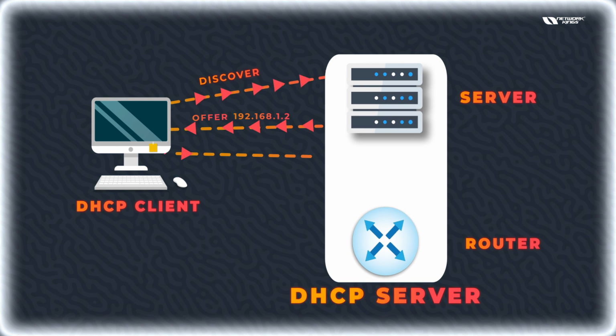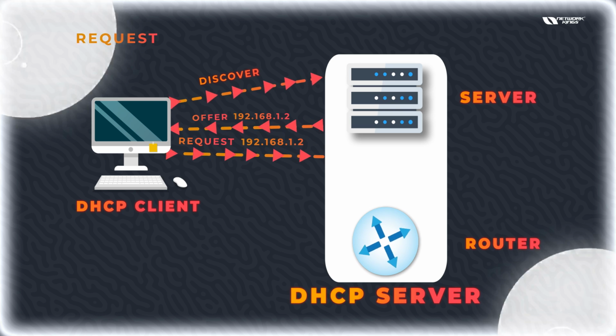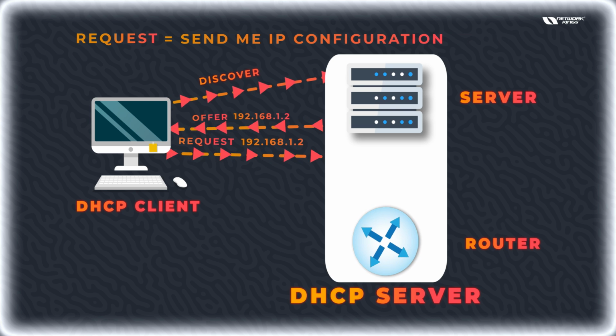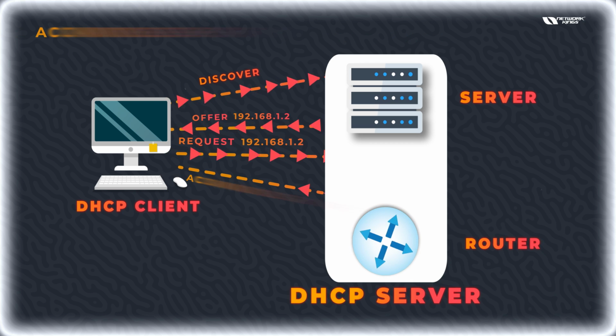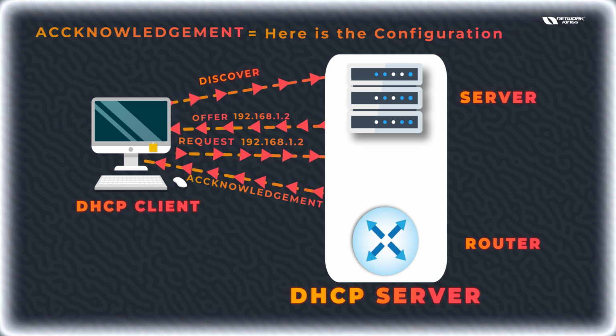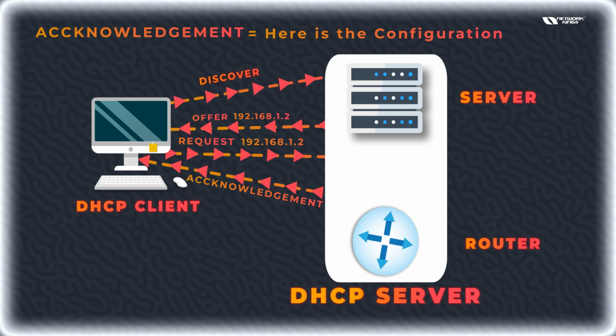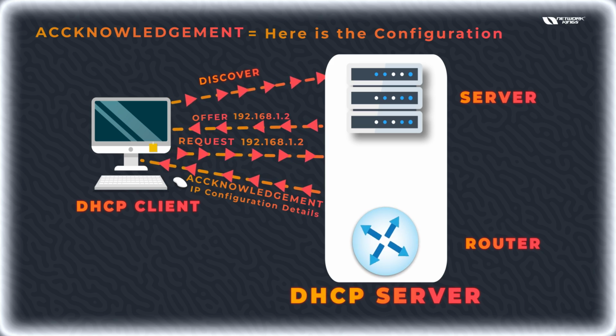So now the client sends a request packet. Okay, give me this IP. So request packet is to get the IP configuration. So in which packet we get all IP configuration? In the last packet, acknowledgement. And in acknowledgement you get, here is the configuration. So in acknowledgement packet, the server will send the IP configuration details.